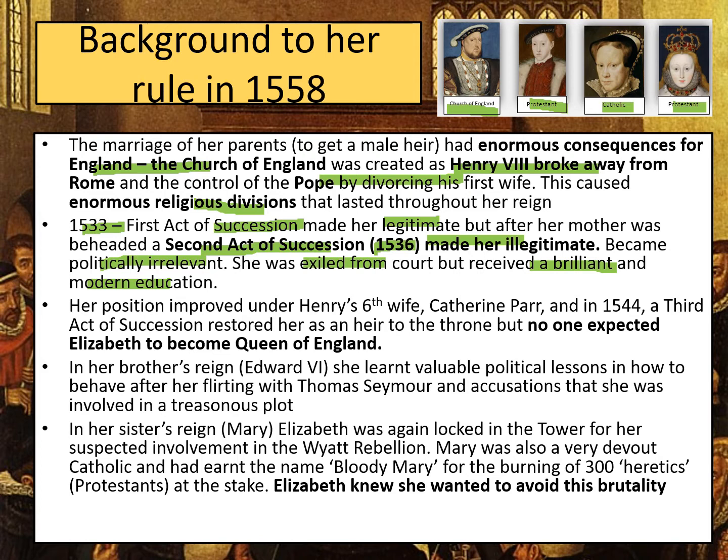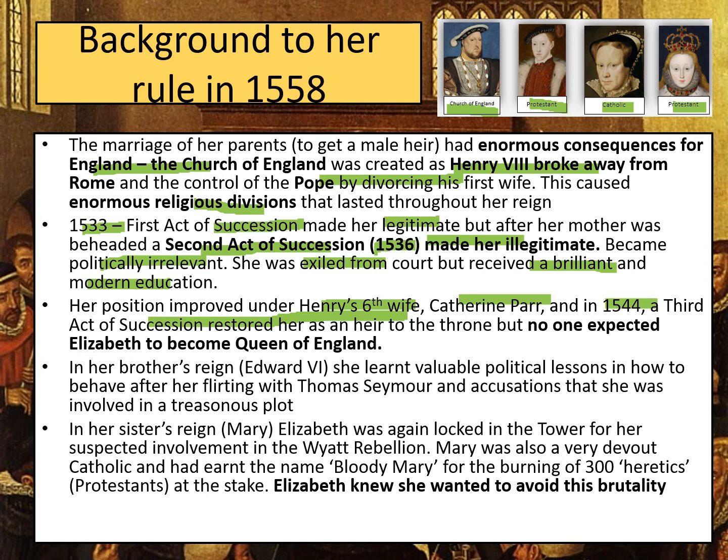Her position improved under Henry VIII's sixth wife, a woman called Catherine Parr, and by 1544, a third act of succession restored her as an heir to the throne. But no one seriously expected Elizabeth to ever rule, because obviously, first of all, it would be her younger brother Edward, and then if he died without any children, it would then go to Mary. So it was unlikely that Elizabeth was going to ever rule.